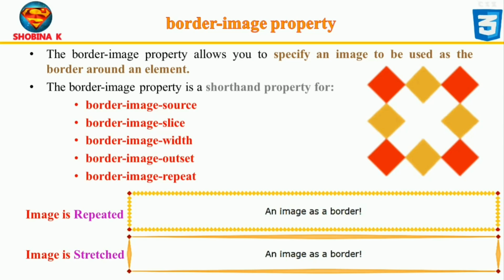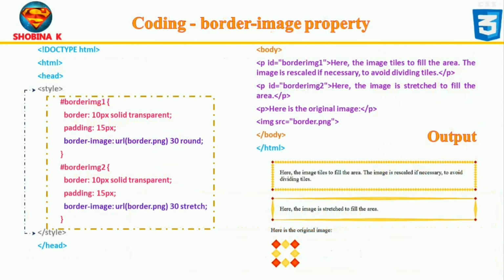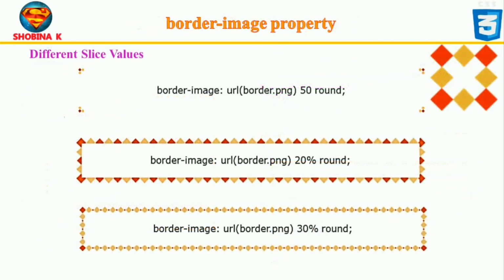This shorthand property allows you to set the source image and the image to be sliced, and set the image width, how far the border is outset from the edge, and how it should be repeated. The border image property is actually a shorthand property for border image source, border image slice, border image width, border image outset, and border image repeat. In this example, the middle section of the image is repeated as well as stretched to create a border. The border image property with a different slice value will completely change the look of the border, and you can see that here.